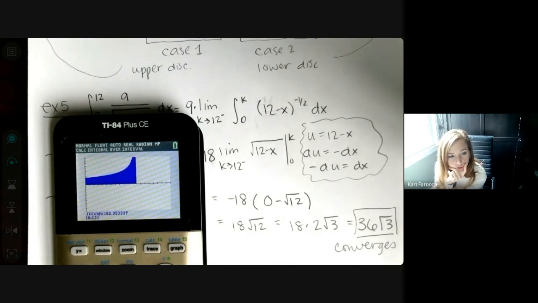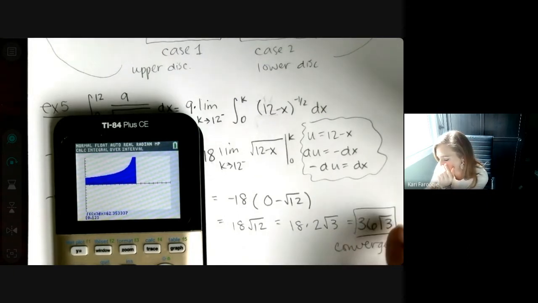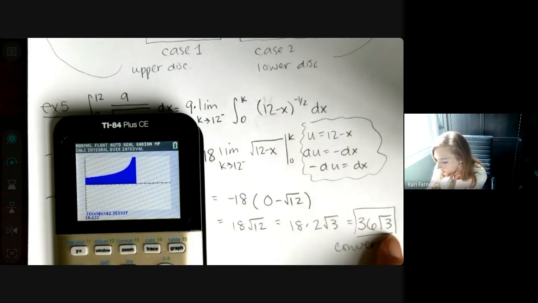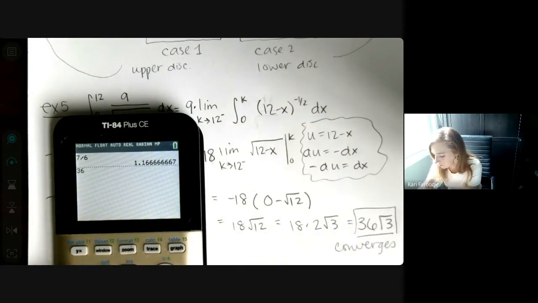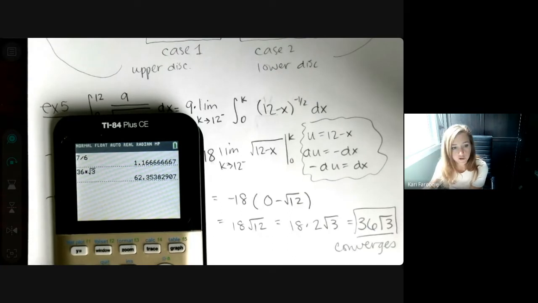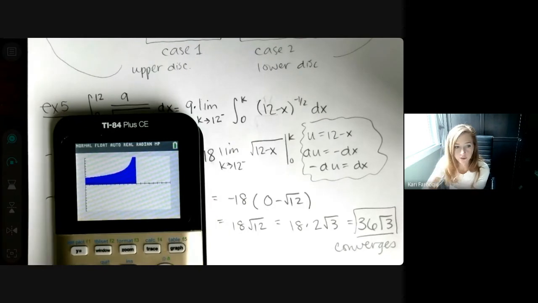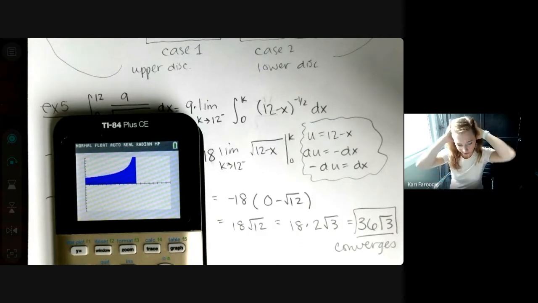It says approximately 62.35. So the square root of 3 is like what, 1.7-ish. So yeah, that sounds about right. 62.35, 36 times the square root of 3, 62.35. So your calculator knows what it's doing most of the time, if it can handle what you want it to do, all the demands that you give it.